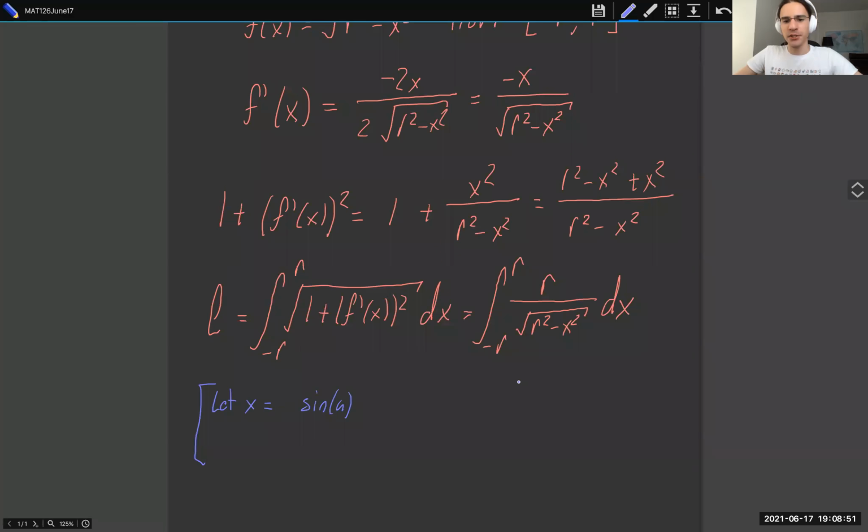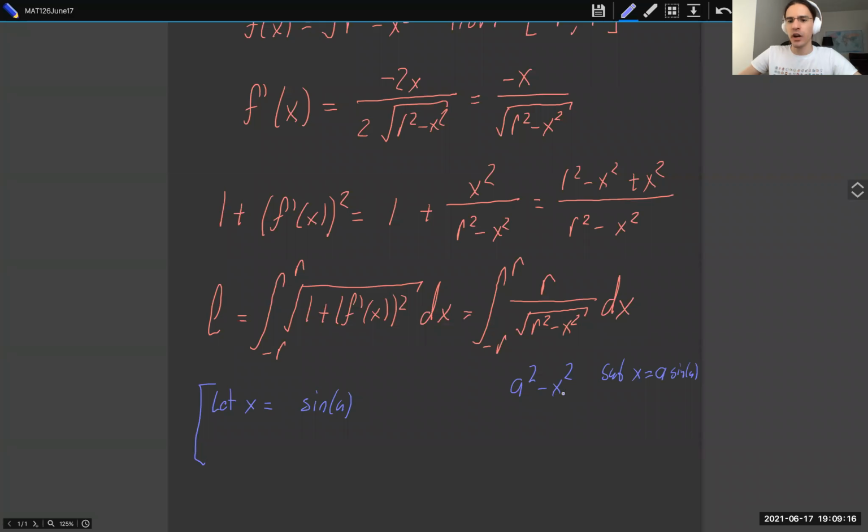Well, it's a substitution of the form a squared minus x squared, right? When we have something like this, we substitute x equals what? Sine u? So we had a table from before, and we substitute a sine u.